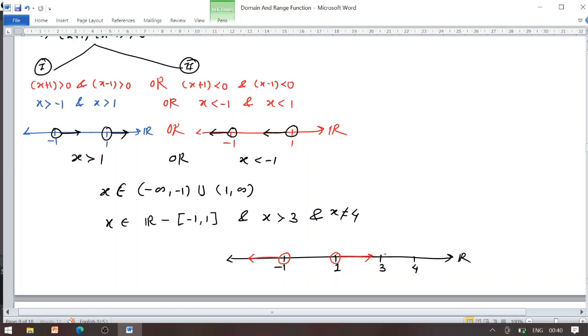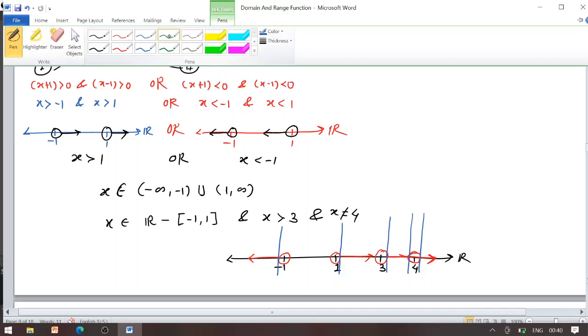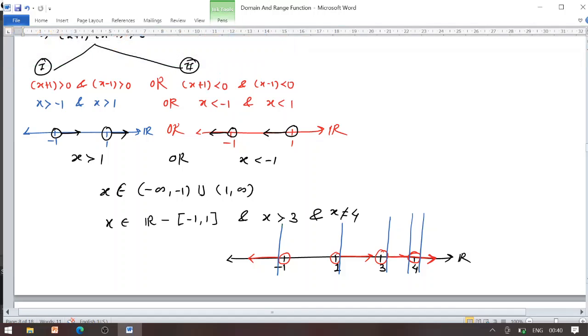x strictly greater than 3 means excluding 3, the set of all possible real numbers right of 3 excluding 4, because x is never equal to 4. So you may draw the line over the intervals: left of -1, right of 1, right of 3, with 4 excluded. If we make the intervals shaded, they might look like this. So all parts are to be considered except 4.